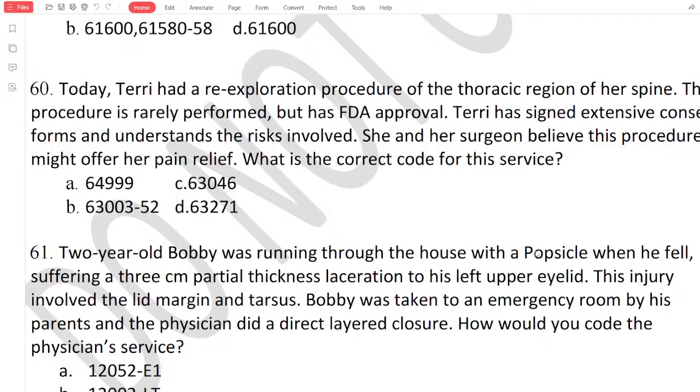Next one. Today, Terry had a re-exploration procedure of the thoracic region of the spine. This procedure is rarely performed but has FDA approval. Terry has signed extensive consent forms and understands the risks involved. She and her surgeon believe this procedure might offer her pain relief. What is the correct code for this service?